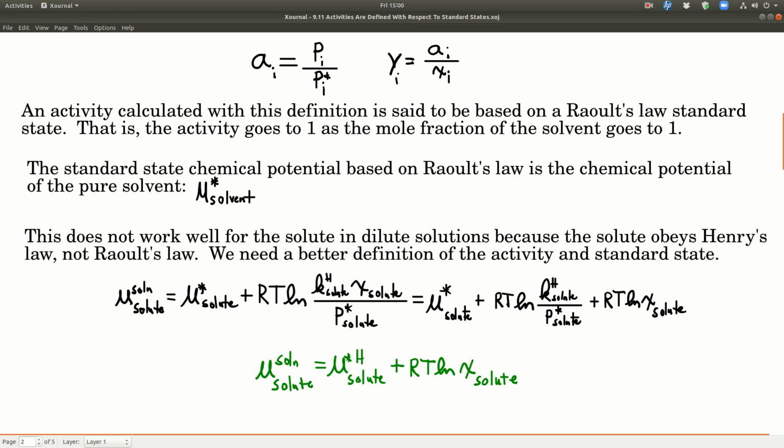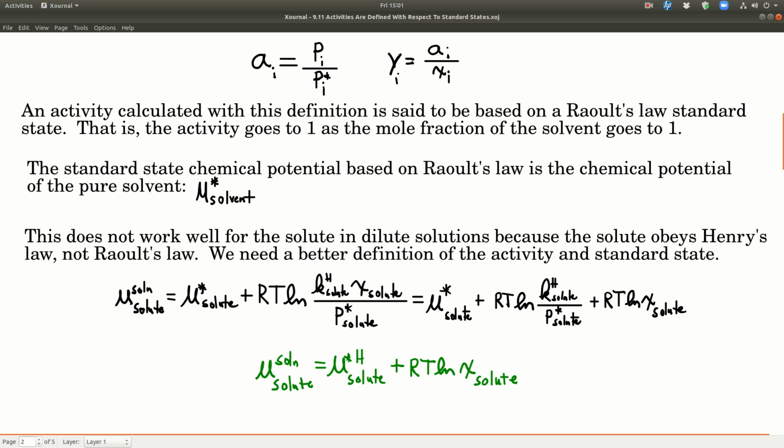It's a different standard. So we need a different, I don't know if better, but different definition of the activity in the standard state. So we're going to start out writing the chemical potential of the solute in the solution as the chemical potential of the pure solute plus RT ln of, in place of the pressure over the pressure of the pure solute, we're going to use Henry's law. So what this is right here, guys, is we just replaced P, the pressure of the solute above the solution, with Henry's law, which says that the pressure above the solution is equal to Henry's law constant times the mole fraction of the solute.